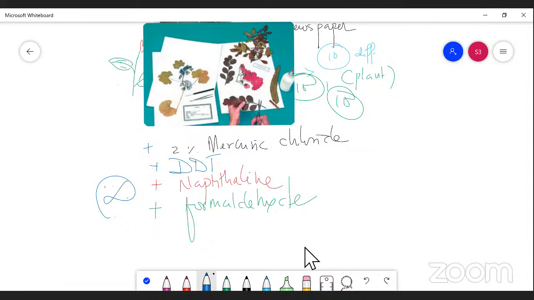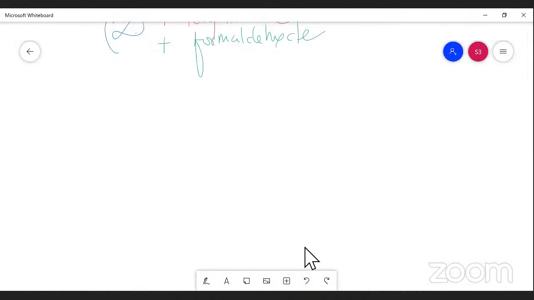Which of the following is used to preserve a herbarium sheet? That is 2% mercuric chloride, DDT, naphthalene, formaldehyde, which are used for prevention of attack of insects, pests, and fungus. Right? So that is the role of various chemical agents involved in the protection of the herbarium. Okay, next we pass on to the uses of herbarium, right?